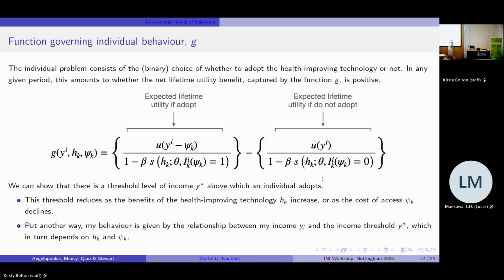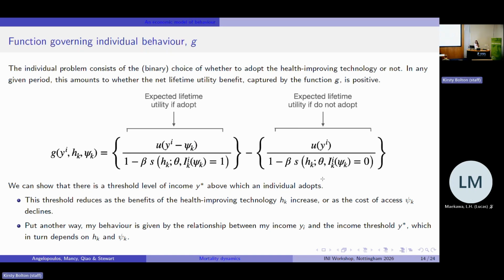Okay, so what we care about now is that if I'm going to adopt, I need this thing to be bigger than this thing. The utility that I get over my lifetime is going to be higher if I adopt than if I don't adopt. Otherwise, I don't adopt. So we can show analytically that there's a threshold level of income Y star. See the Y in here, but the Y star, above which an individual will choose to adopt.